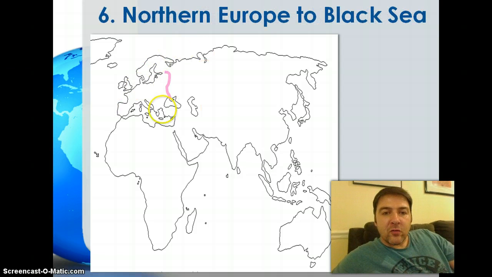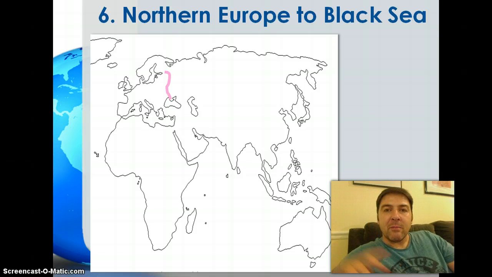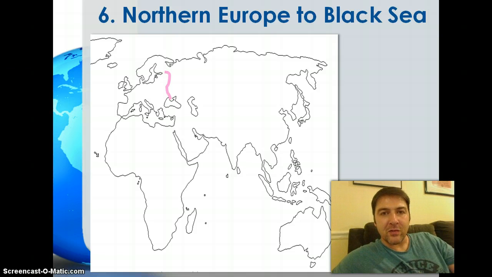And then our last trade route are these Northern European to the Black Sea routes, coming down from Scandinavia through Russia and down to the Black Sea and the Ottoman Empire. Going back 500 years, it might not seem like an obvious link, but Russia has always been more connected to the Middle East in terms of trade than it has been to the rest of Europe.